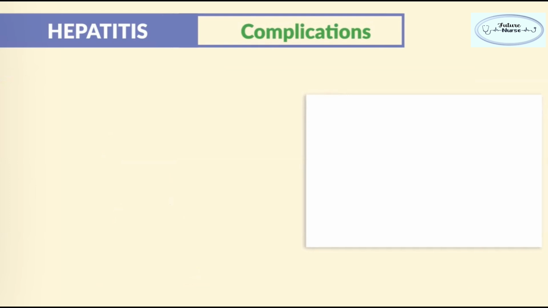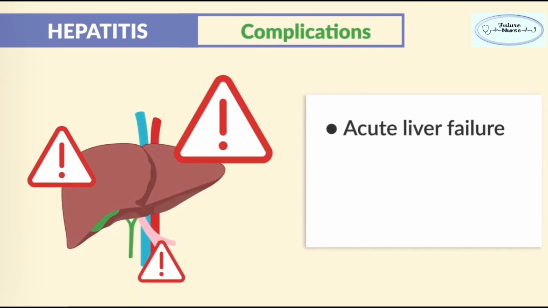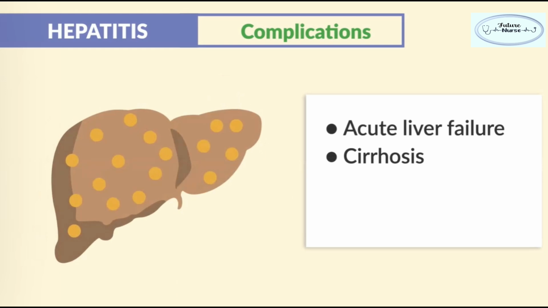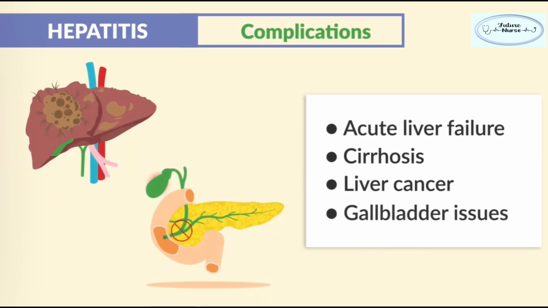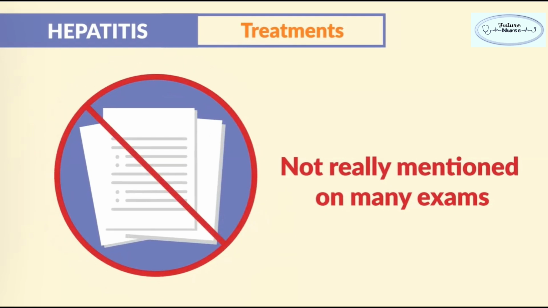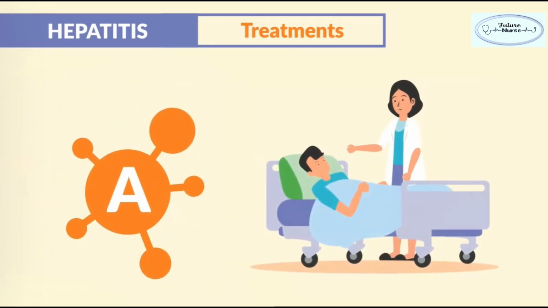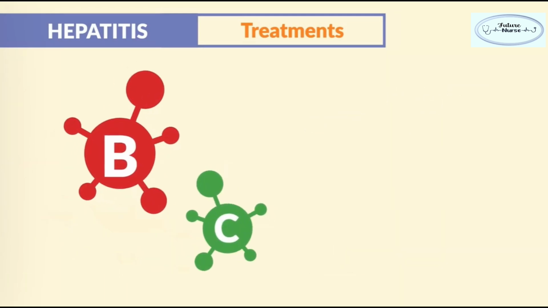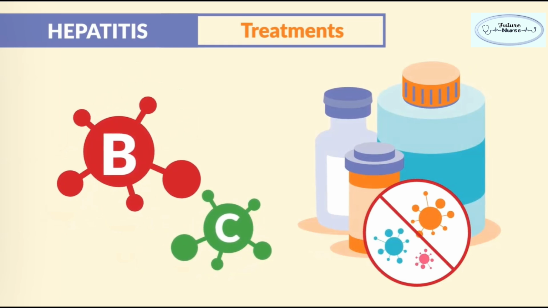Now lastly, complications. For any client that has liver inflammation or liver disease, we can have acute liver failure. We can also have cirrhosis, where the liver becomes scarred, which we call scarosis. We can also have liver cancer as well as gallbladder issues, as the inflammation of that liver can block bile flow from the gallbladder. Now, treatments are not really mentioned on too many exams, but for hepatitis A, this typically resolves on its own with bed rest. And hepatitis B and C are usually treated with antiviral medication.